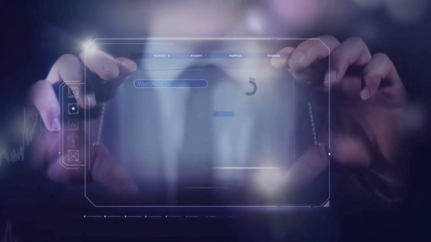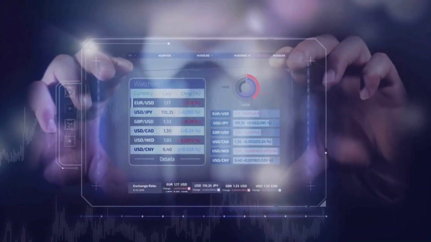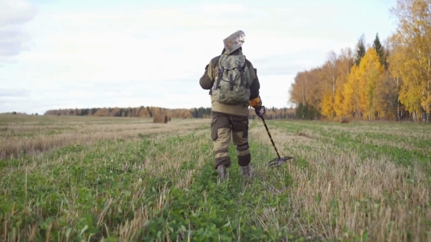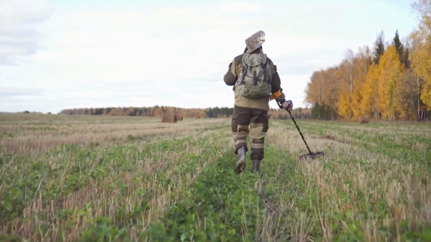Now, let's be real for a moment. Even with AI's impressive capabilities, risk management in the crypto world is not a walk in the park. It's more like navigating a minefield. You need to be cautious, strategic, and aware of the potential dangers lurking around every corner.